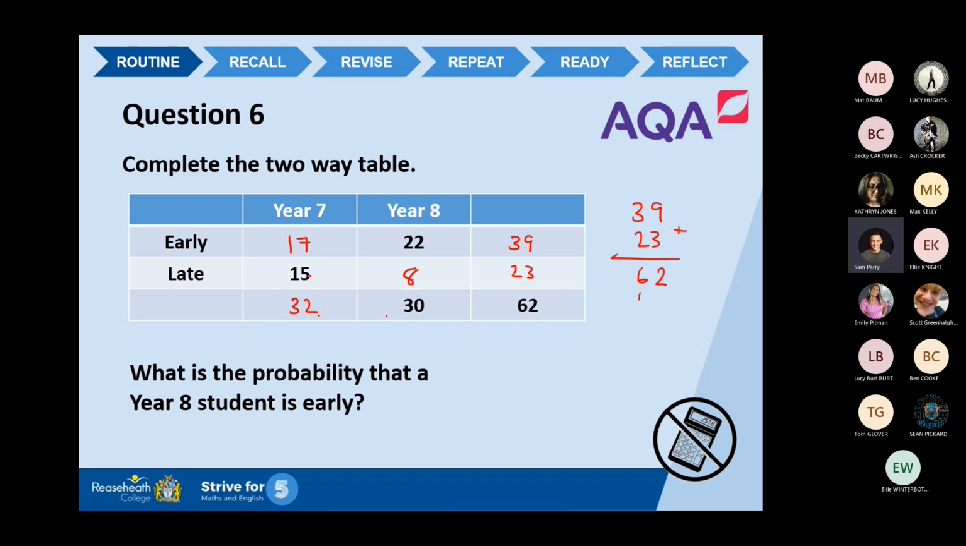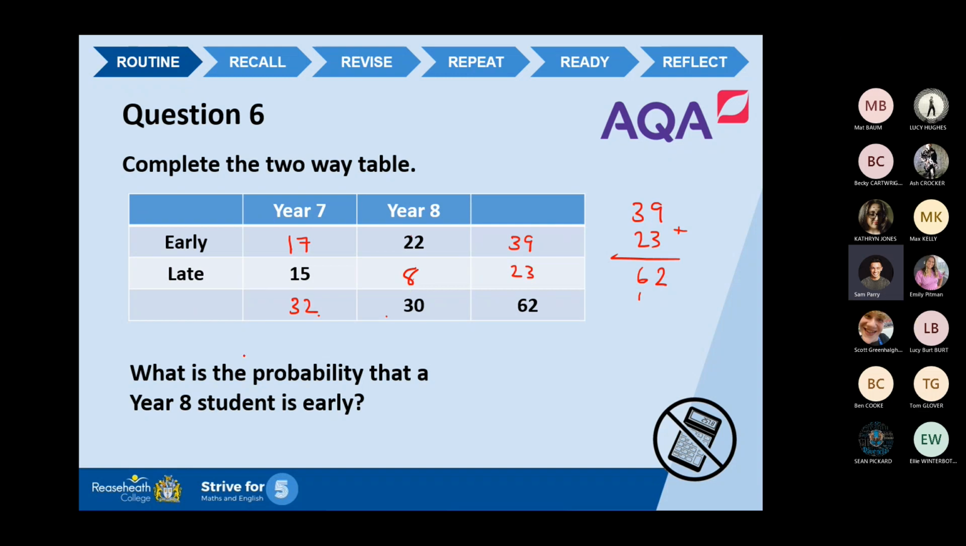15 add 8 is 23. 22. Yeah, look, everything there just fits. So just make sure you use what you know to help you find out what you don't know. And it's either additions or subtractions for two-way tables, okay?